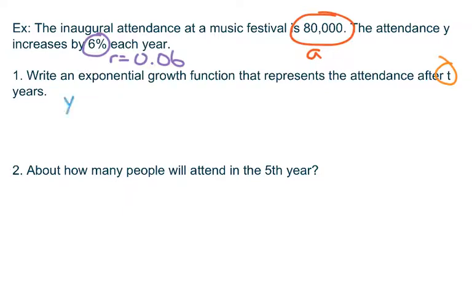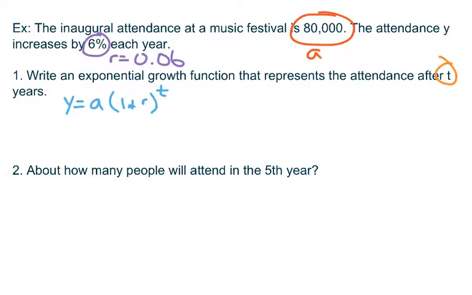So remember the original function, y equals a times 1 r to the t power. What symbol goes in between 1 and r? Since we're growing, we're increasing, then we're going to have a plus. It's going to be 1 plus r. So y equals a times 1 plus r to the t power.